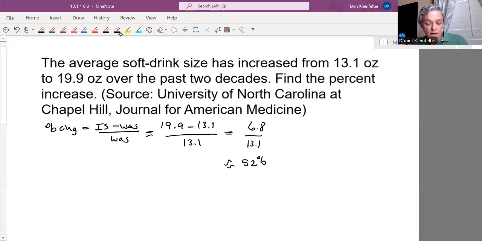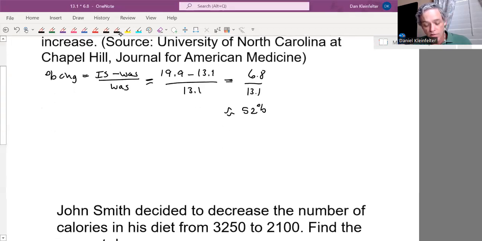All right, so again, what that's doing is that increase from 13.1 ounces to 19.9 ounces, which is like 6.8 ounces more. To get a sense of how big that is, we divide by the amount that it used to be, and we see that it's increased by over 50%.